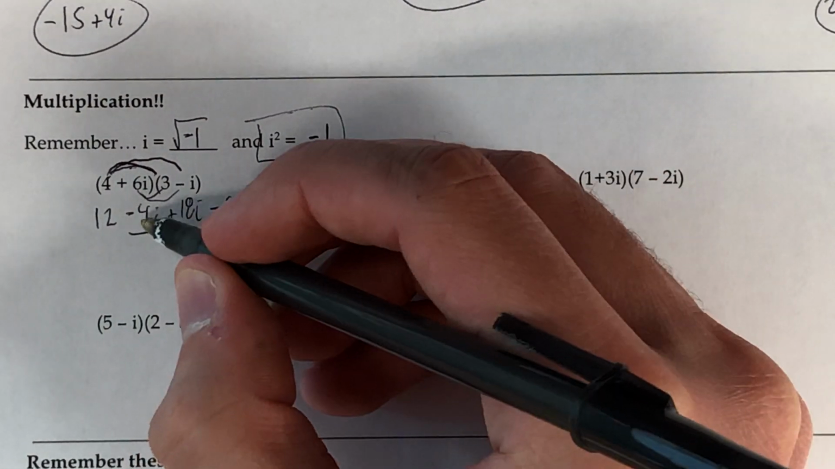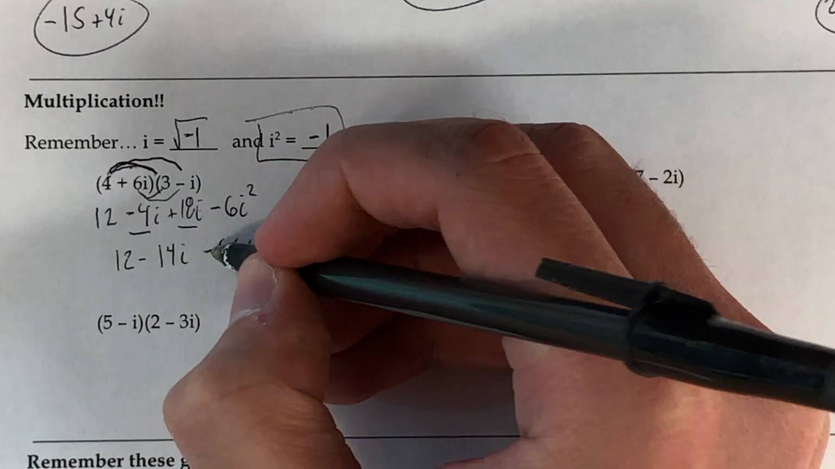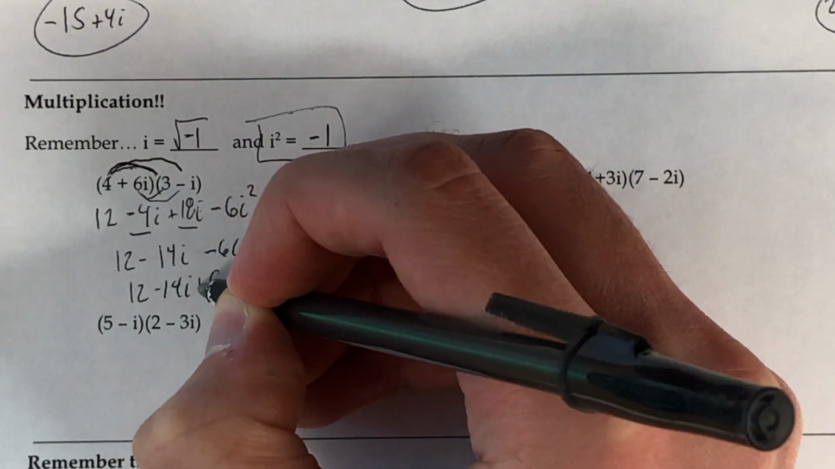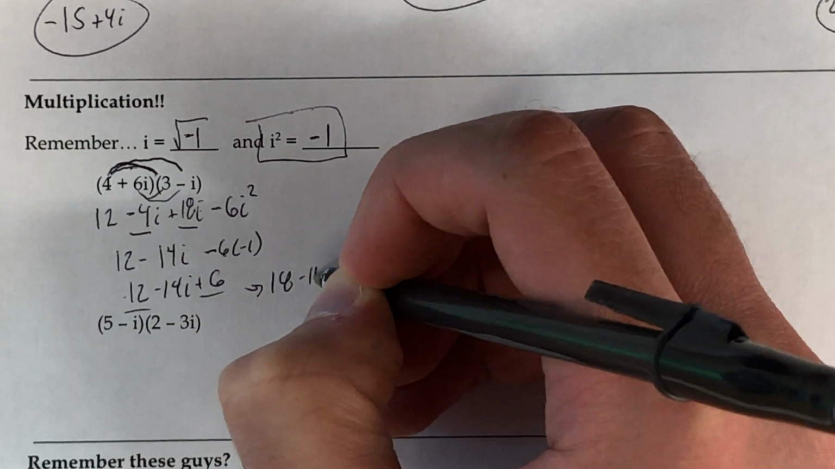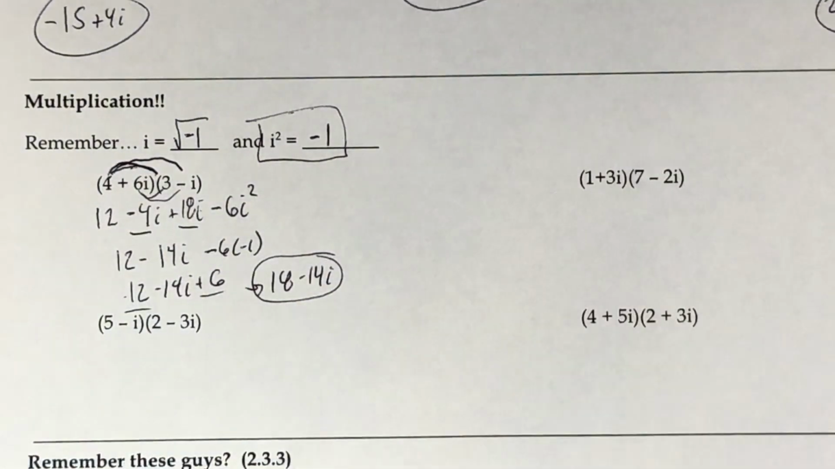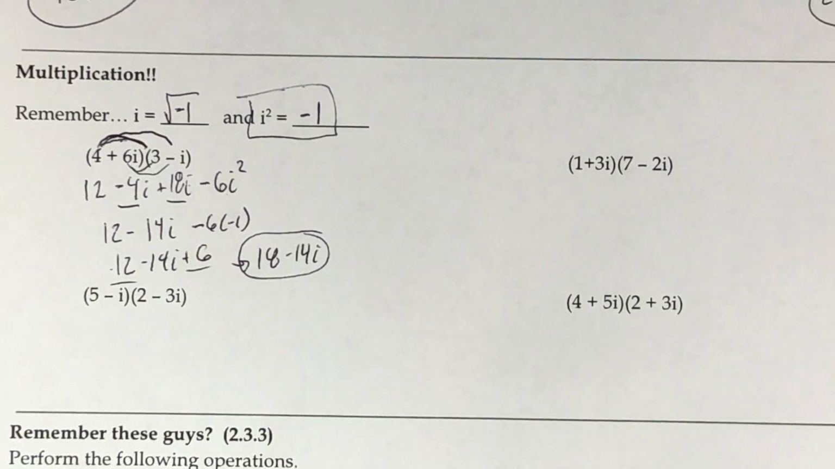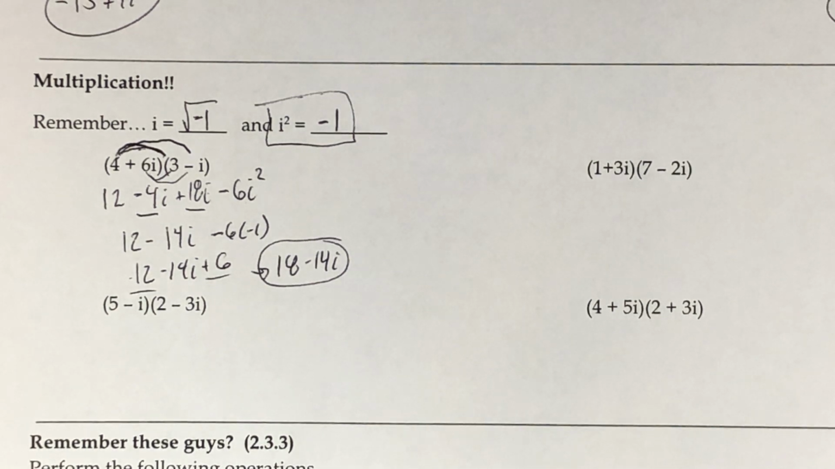And we can combine those like terms. Negative 4i plus 18i is negative 6i. Negative 6 times negative 1 is 6. And 12 plus 6 is 18, so I get 18 minus 6i. So there's a little extra step there with multiplication. Okay, you've got 3 more. Go ahead and complete those on your own if you haven't tried them already, and then we'll check back in.